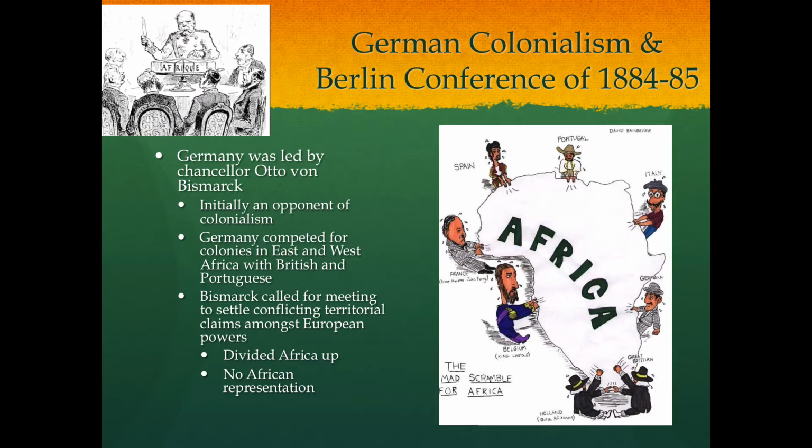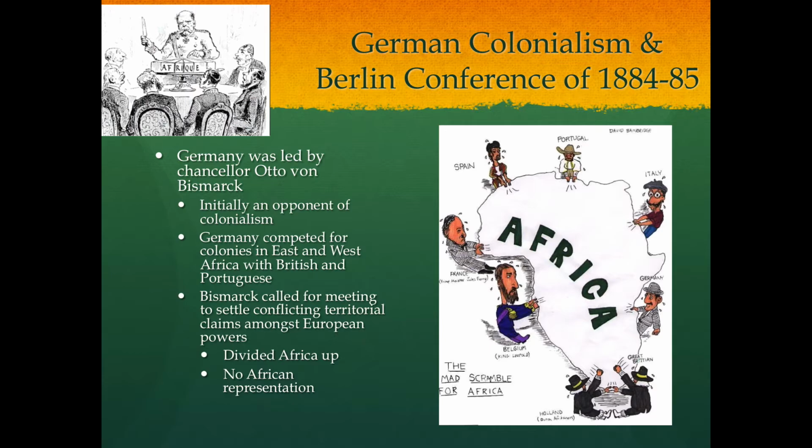Now, another thing that happened here involved Germany. Germany was led by a guy named Otto von Bismarck, who originally didn't want to colonize, but he knew to compete he had to. And they started to compete for colonies in the east and western portions of Africa. And eventually the British got in their way a little bit, and so did the Portuguese. Bismarck did not want to get into a big war about this.